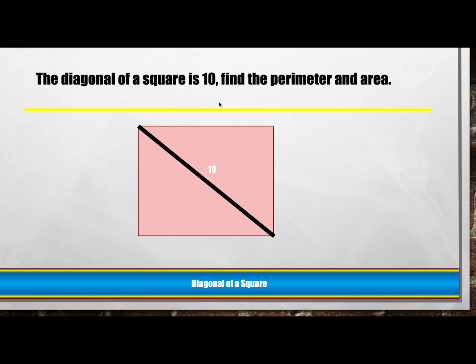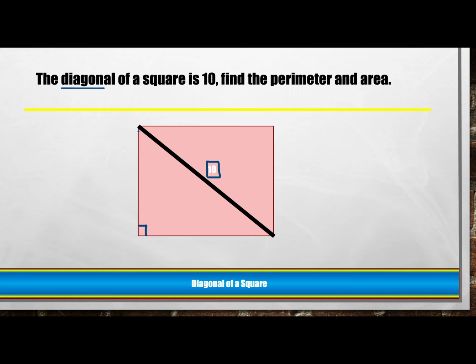The diagonal of a square is 10. Find the perimeter and the area. All right, so we have a square here, so we know all of these angles have to be right angles. And I went ahead and drew in a diagonal, and I gave it a length of 10. Diagonal means it's the line diagonally across the square.